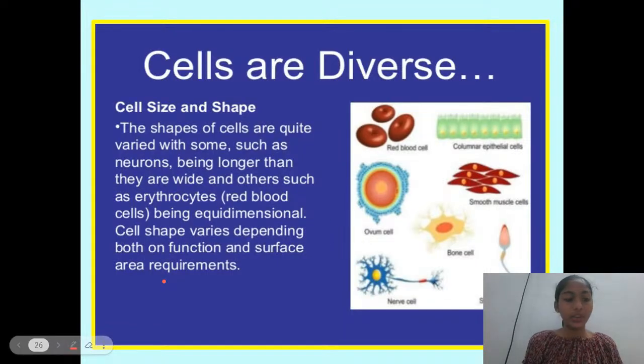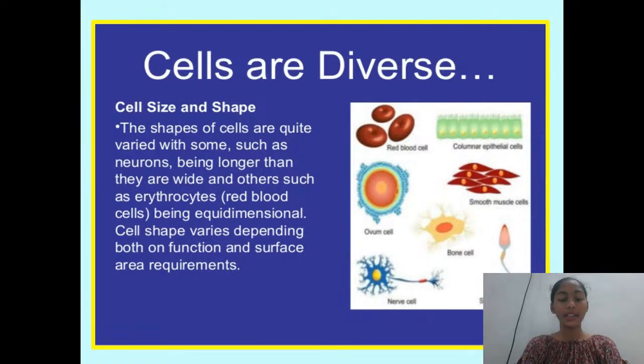Cells are diverse in size and shape. The shapes of cells are quite varied, with some, such as neurons, being longer than they are wide, and others, such as erythrocytes, that is red blood cells, being equidimensional. Cell shape varies depending on both function and surface area requirements. So we'll be learning about all these cell sizes and shapes, as we have not learned it yet.